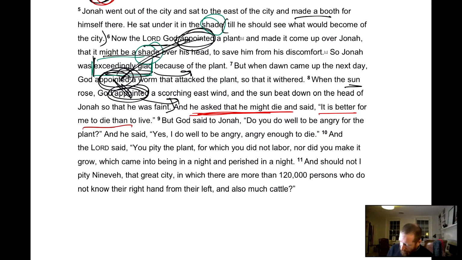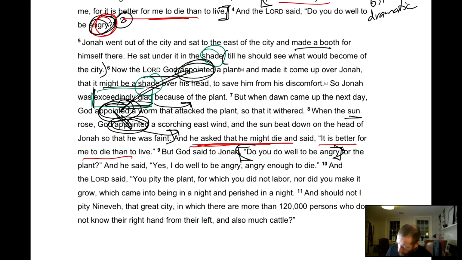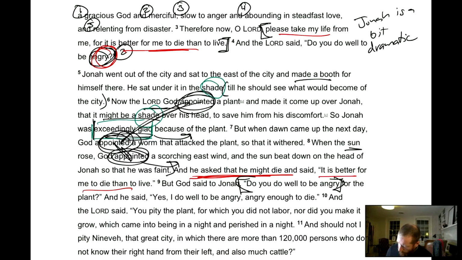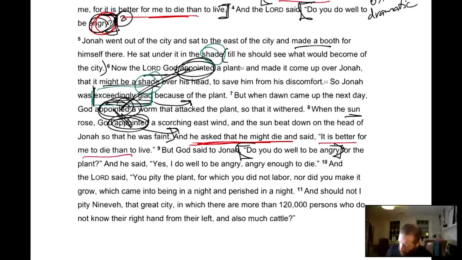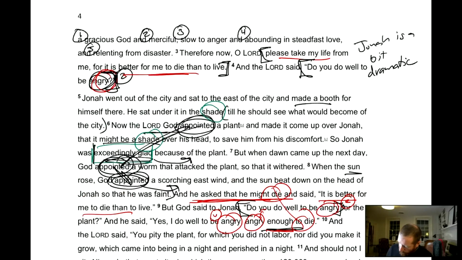And God said to Jonah, do you do well to be angry? I see the word angry again. It's the third time. Because of the plant. Yes, I do well to be angry. Number 4. Angry enough to die. Number 5. And we've got him dramatic here. Die, boom, boom. And up here, die.